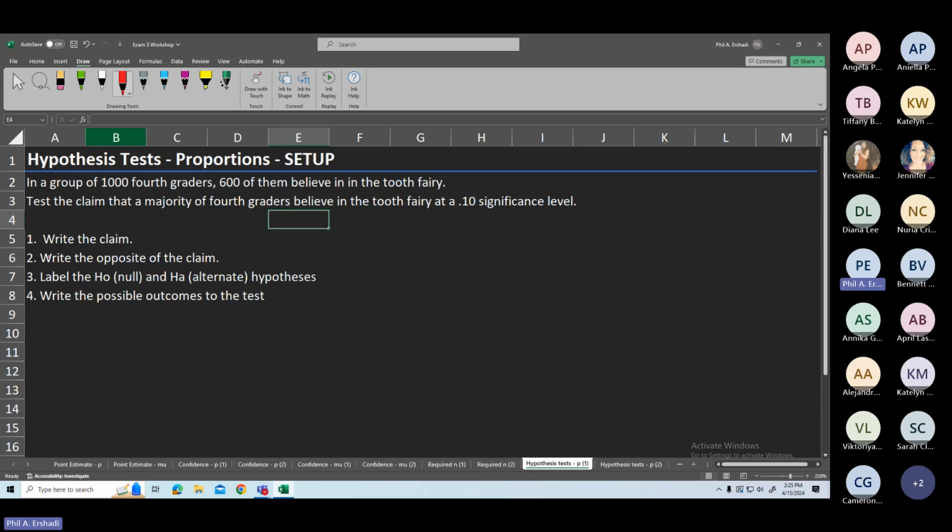So step number one, when you are setting up a hypothesis test, is going to be to write out the claim in symbolic language. Okay. So our claim is that a majority of fourth graders believe in the tooth fairy.